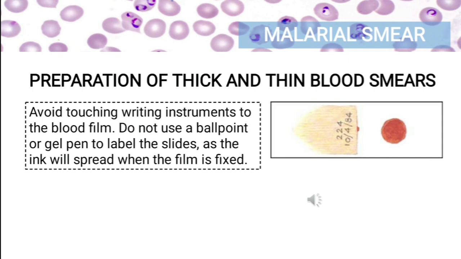You must be careful not to touch writing instruments to the blood film, and you must not use a ballpoint or gel pen to label the slides as the ink will spread when the film is fixed. Please remember, everyone, that when slides are not processed immediately, they can be stored in a desiccator before staining. And then slides that are correctly made leave little blood on the spreader. So the spreader slide can be used for making thick and thin films for the next patient, while another clean slide from the pack is used as the fresh spreader.